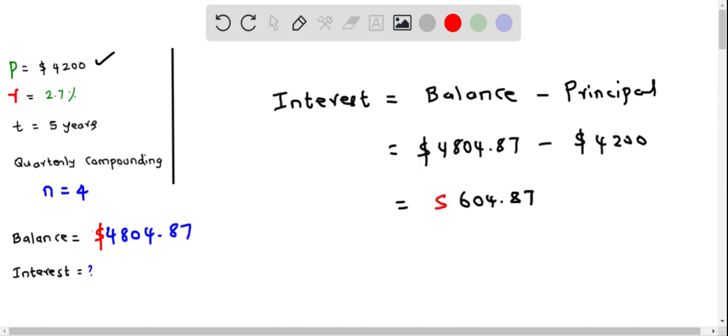$604.87. So this is the interest accrued after 5 years by quarterly compounding. So I write this as the interest equals $604.87.